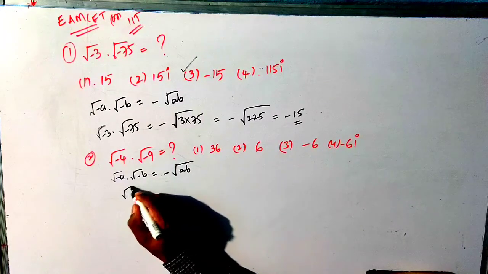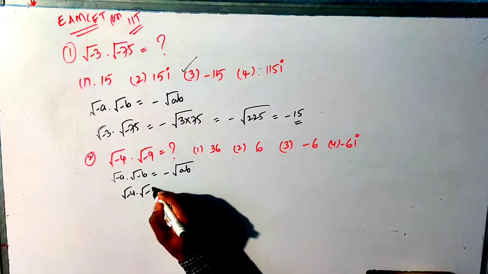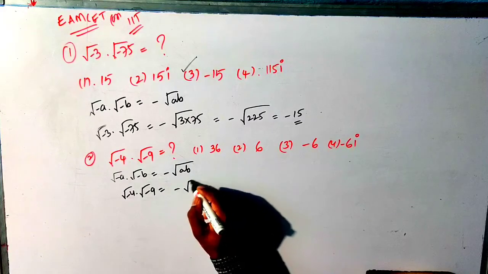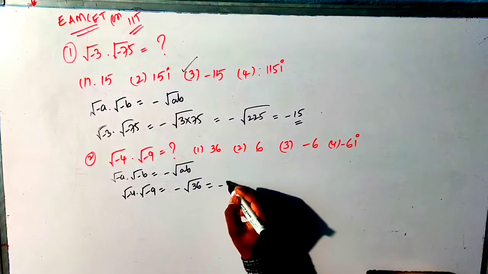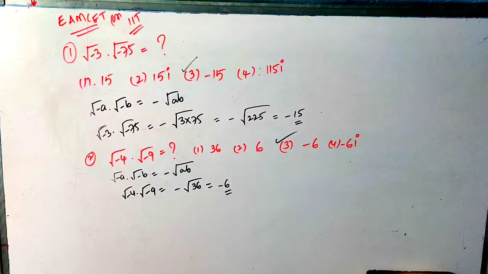So here square root of minus 4 into square root of minus 9 is equal to minus square root of 9 into 4. So that is nothing but minus 6 we get here. So this is the answer. So very simple questions are there. These belong to complex numbers. Okay.